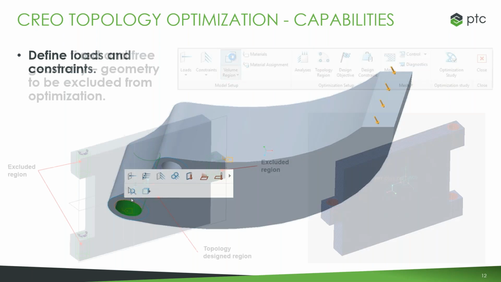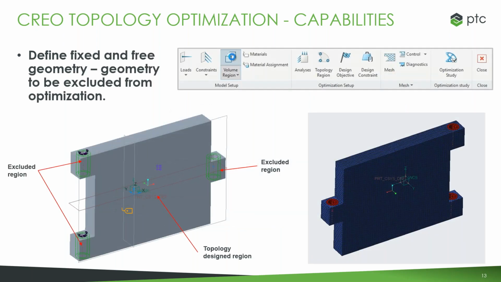But the difference here is now we're going through and defining the geometry information of our part and telling the system which areas should or shouldn't be excluded from this study and which spots we shouldn't be optimizing on. At the same time, we're defining the area that we do want that topology optimization to be taking place in.